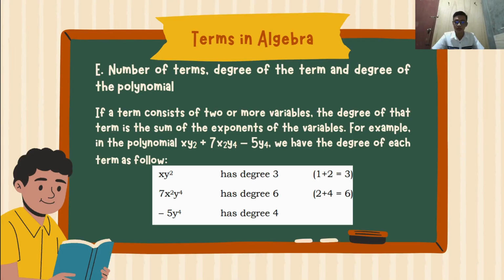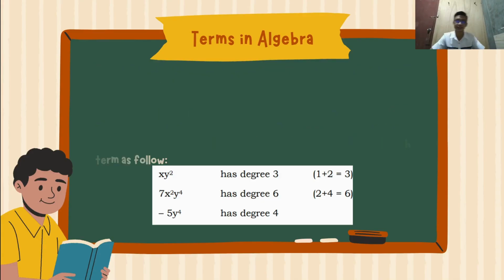Kapag nag-add tayo ng degree, pinag-add natin yung exponent. So as you can see there, 1 plus 2. The x has an invisible degree of 1. So 1 plus 2 is equal to 3. On the other hand, 7x squared y raised to 4 has degree 6. 2 plus 4 is equal to 6. And negative 5y raised to 4 has degree 4.